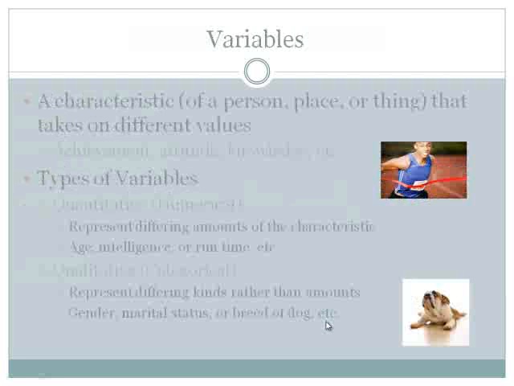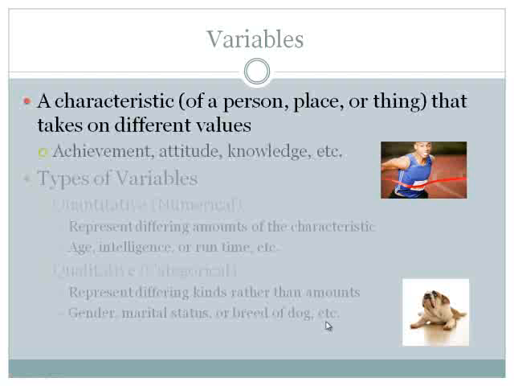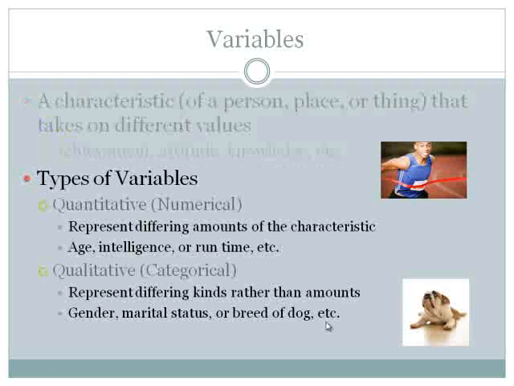Okay, let's talk a little bit about variables. A variable is a characteristic, or is the characteristic that you are measuring, so things like achievement or knowledge. Variables can be divided into two types. The first one is quantitative, the second one is qualitative. Quantitative variables imply that there are differing amounts of whatever it is that you are measuring, like runtime or speed. Qualitative variables indicate that there are different kinds rather than different amounts. So if we were talking about the different breeds of dogs. So qualitative is also referred to as categorical.